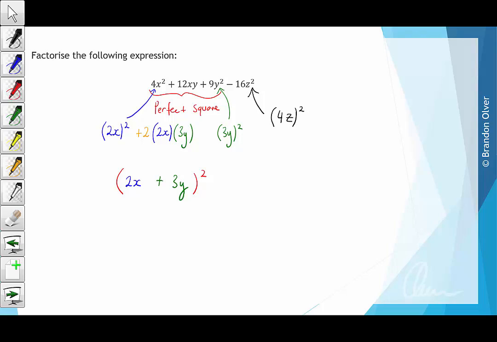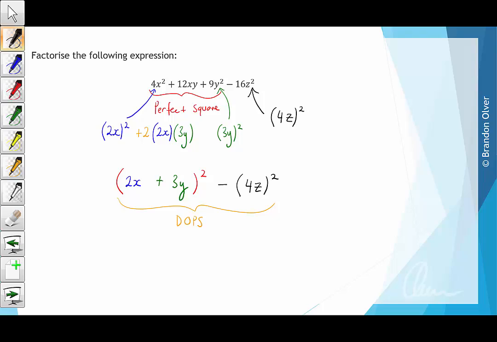And then onto that, we've got minus 4z all squared, because that's the same as the minus 16z squared we see. So now we can see that this is in fact a difference of perfect squares, because we've got a square minus another square. And whenever that occurs, we know that it's the difference of perfect squares. So we can factorise according to that expansion pattern too.